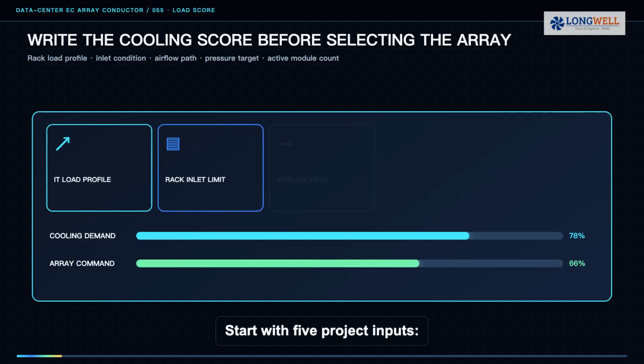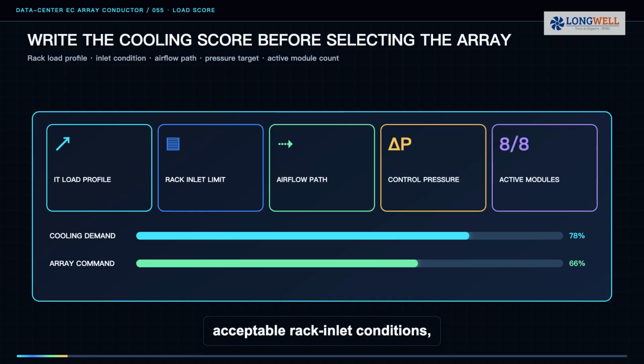Start with 5 project inputs: the IT load profile, acceptable rack inlet conditions, the real supply and return path, the pressure target, and the number of active modules. These define what the array must do at peak and at part load.